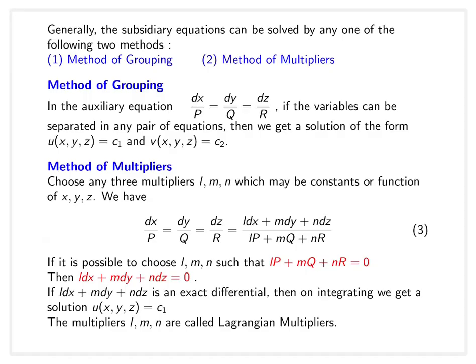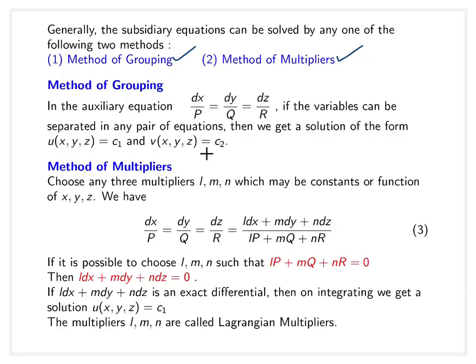Generally the subsidiary equations can be solved by either of the following two methods. Method one is the method of grouping, method two is the method of multipliers. Method of grouping means that in the given auxiliary equations, if the variables can be separated in any pair of equations, then we get a solution of the form u of x comma y comma z equal to c1 and v of x comma y comma z is equal to c2.